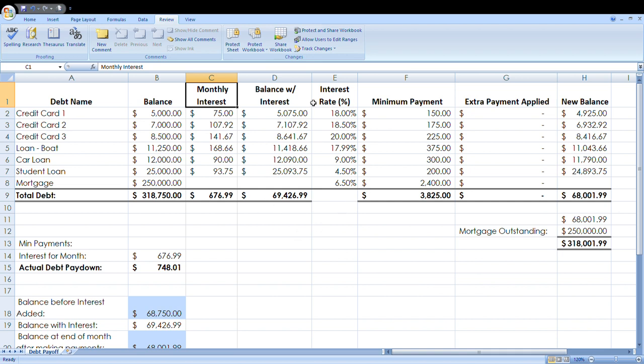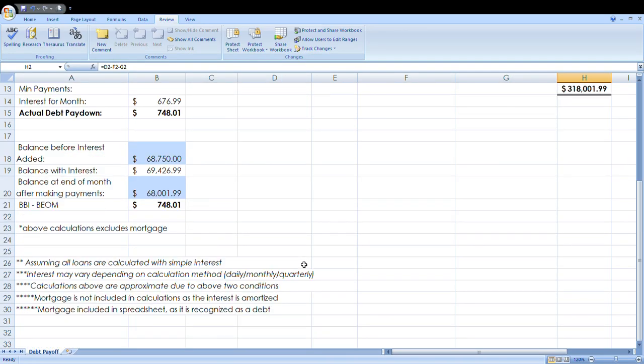Okay, so the balance for this month with the interest, that's this column right here. The interest rate on each item is right here. Minimum payment for the month, any extra money you're applying to any one of these, and the new balance for the next month is over here. So let me get some things out here first. I have some notes at the bottom.